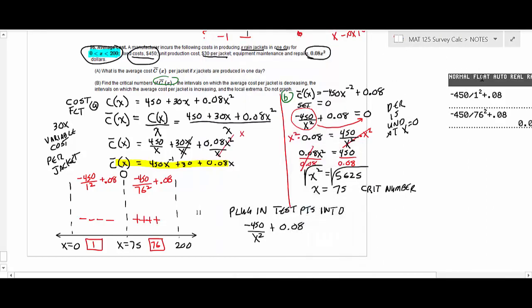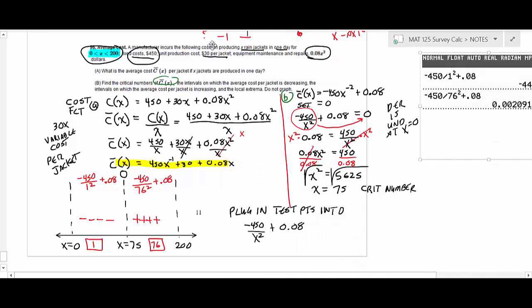Okay, so let's answer kind of what we have then. What would this mean? This would mean that your marginal average cost is increasing. This would mean that it's decreasing. So what you're supposed to do on this is find the critical number. We got the critical number is 75, so that's an answer to that. And then we're going to write where it's decreasing, where it's increasing, and any local extrema we have.